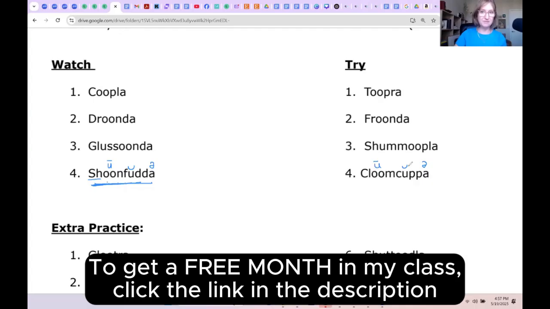This U says uh because of those two consonants after it. A at the end says uh. So we have k, l, oo, k, a, p, a, kl, clue, clume, clunk, clunka, clume cup, clume cuppa, clume cuppa. How did you do? Y or A? Clume cuppa.